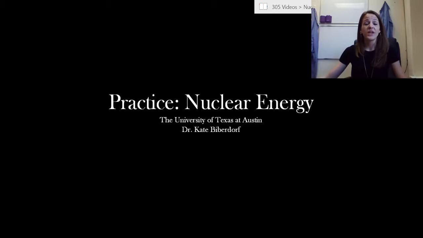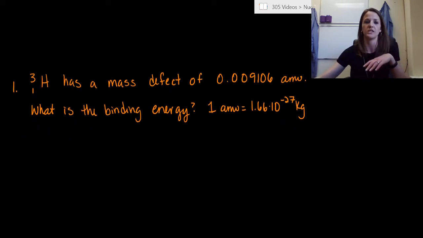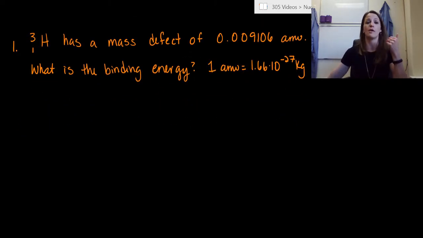Hi everyone, in this video we are going to practice solving a couple different types of problems that have to do with nuclear energy. For this course we specifically focus on two different topics, binding energy and mass effect. For this video, I have three different types of problems that help us solve each one of those components. Our first problem is talking about tritium, and I give you the mass effect and I want you to actually solve for the binding energy.